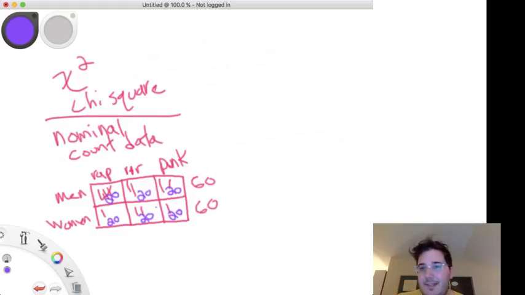And so you collect some data, right? You get some count of men and women and which bins they fall into, and then you're testing to see if your observed data is different from the expected data.